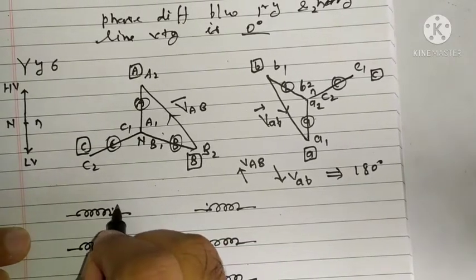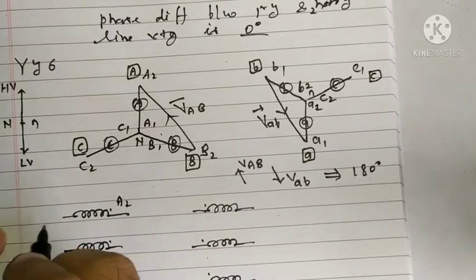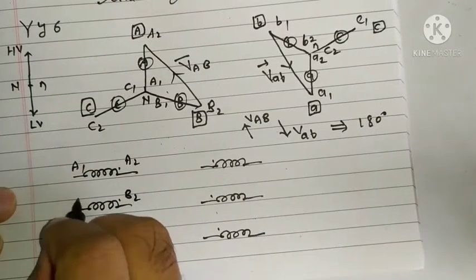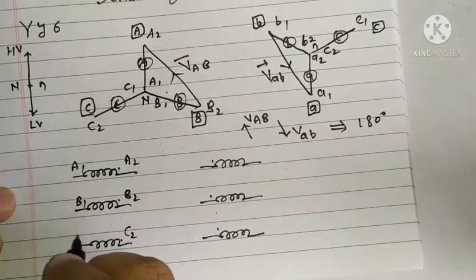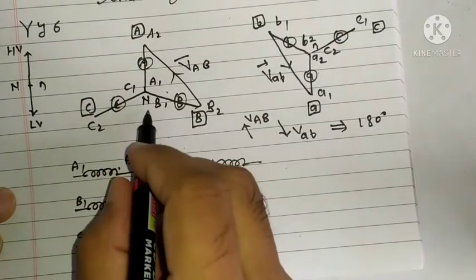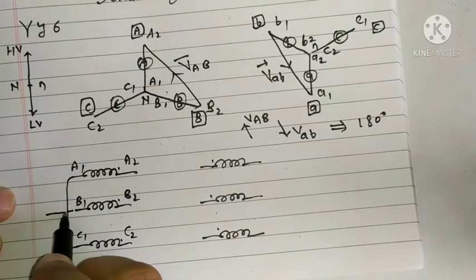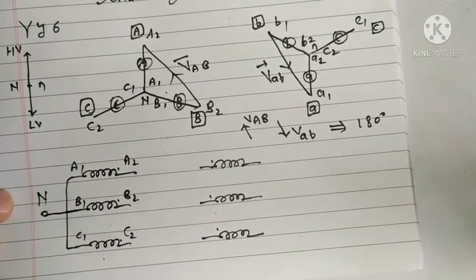It is A2 A1, B2 B1, C2 C1. A1, B1, C1 are connected together, so I will connect them, and this will give us the neutral of the HV side.